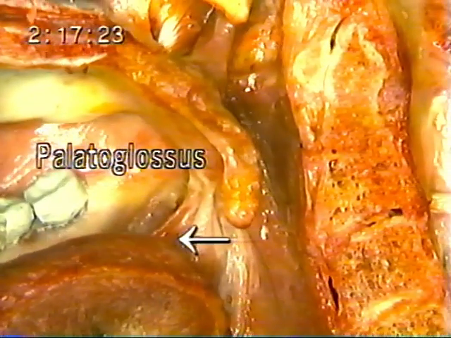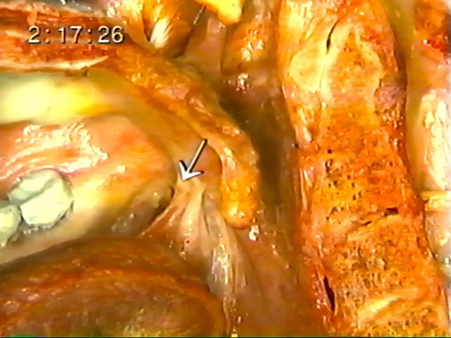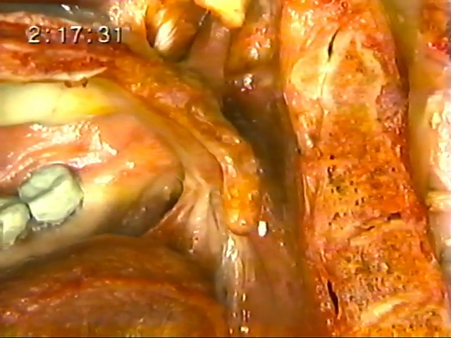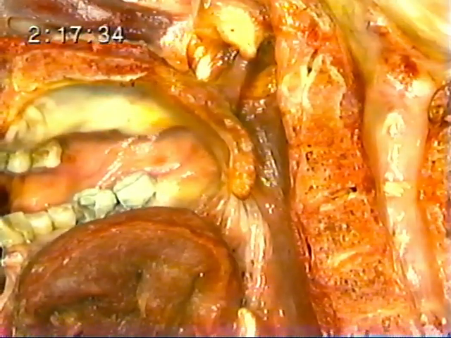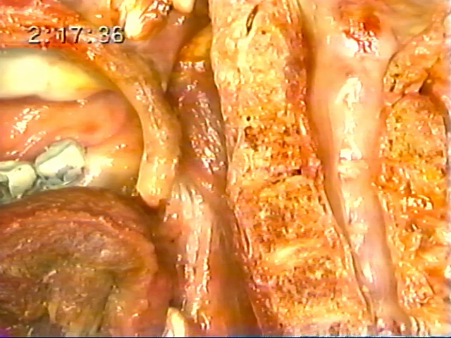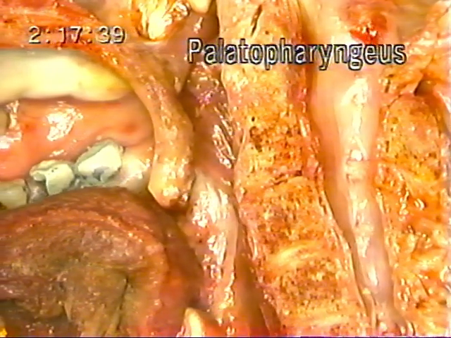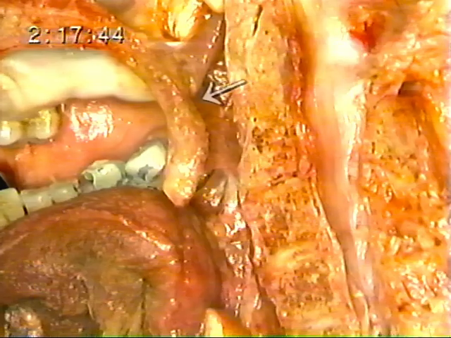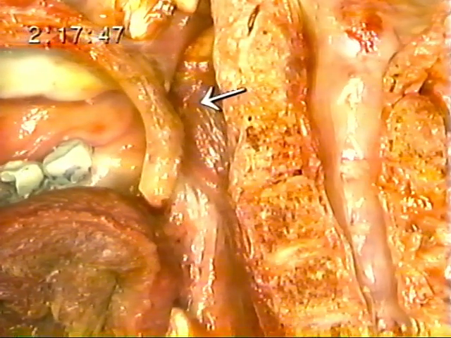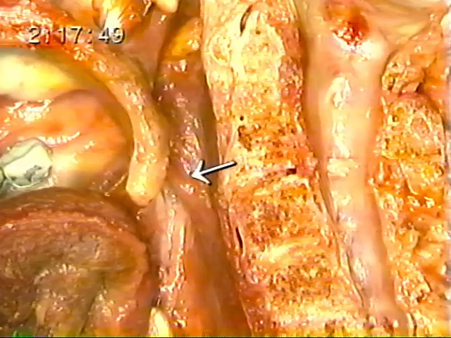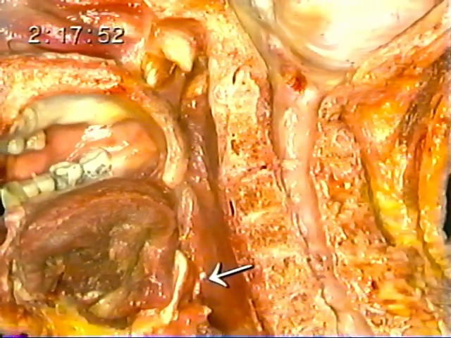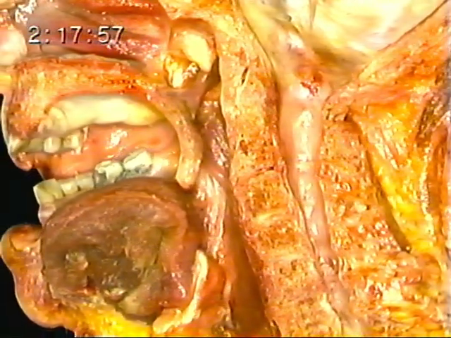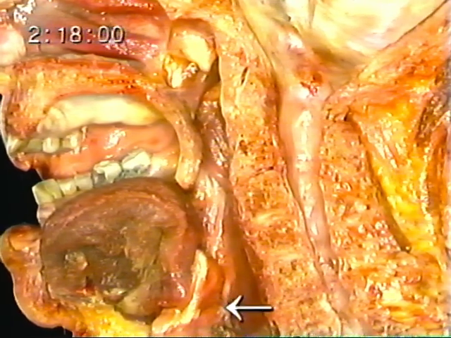Here's palatoglossus. It arises here from the palatal aponeurosis and passes downwards and forwards to insert on the side of the tongue. Palatoglossus pulls the soft palate downward and forward. Here's palatopharyngeus. It arises partly from the edge of the hard palate, partly from the palatal aponeurosis. Palatopharyngeus passes downwards and backwards to blend with an almost continuous layer of longitudinal muscle that lines the lower part of the pharynx. The lowest fibers of palatopharyngeus insert here on the posterior border of the thyroid cartilage.